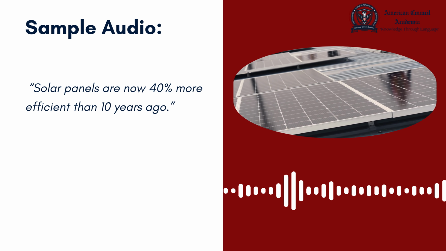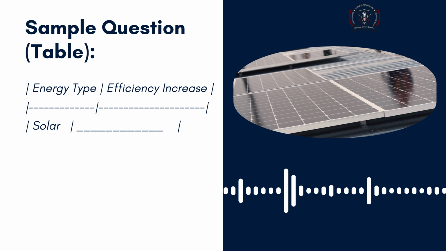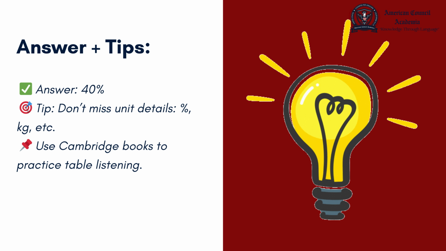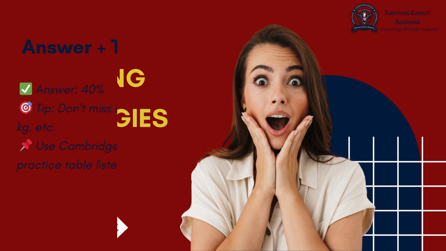For instance, Solar panels are now 40% more efficient than 10 years ago. The question: efficiency increase for solar, blank. And the correct answer is 40%. Don't ignore units like percent, kg, or liters, they're part of the answer.